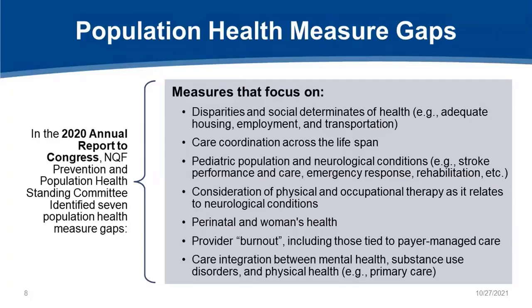the care coordination across the lifespan, so being able to actually see the extent to which patients are getting the right treatment from all the different providers and clinical settings where they interact with the healthcare system across their life. Pediatric population and neurological conditions, consideration of how physical and occupational therapy perform as it relates to those neurological conditions. A big one here is under perinatal and women's health. A really interesting one listed here is under provider burnout.